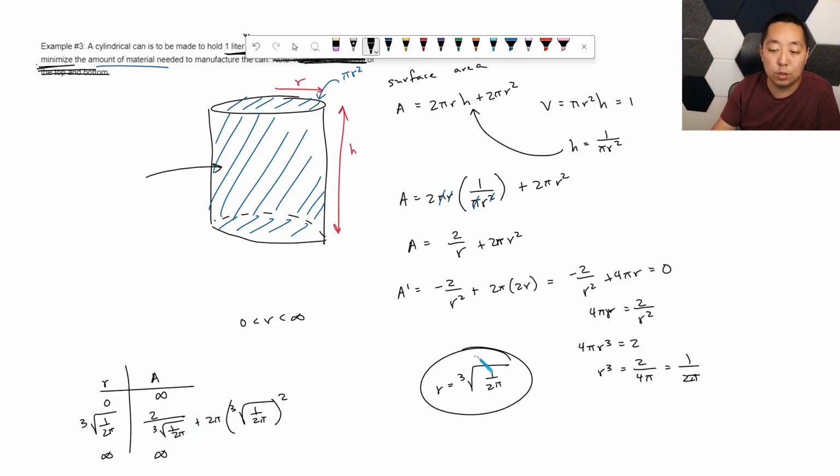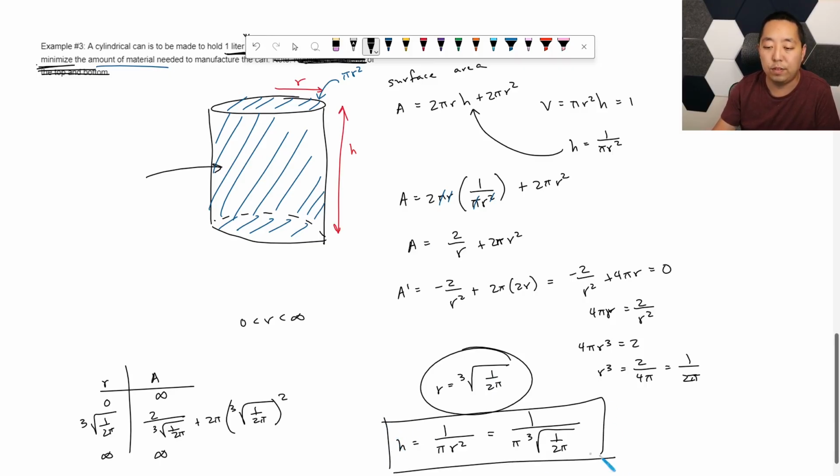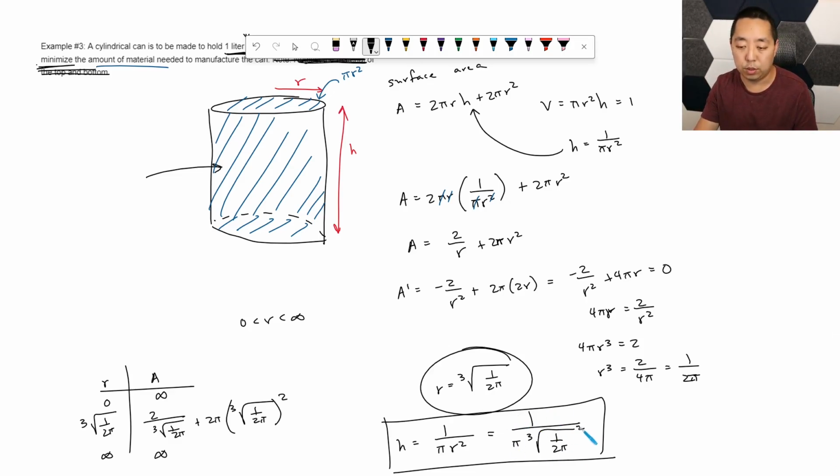So that's the cube root of 1 over 2 pi, and then to find the height, it'd be 1 over pi r squared, which would be 1 over pi times the cube root of 1 over 2 pi. Now, typically speaking, on the AP exam, you don't have to simplify very much as long as you get something grossly correct like that. But if you wanted to simplify, you certainly could. Oh, we put a square there, because to find the height, I just used this expression that we had for the height.